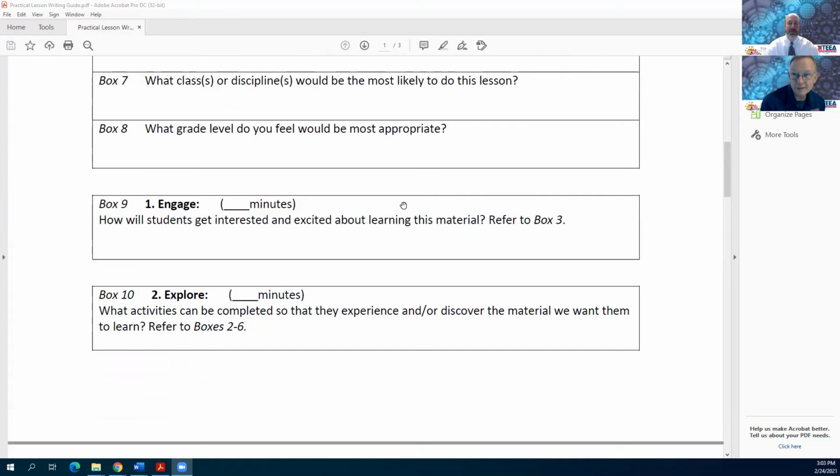Maybe we show them what they can do with it. Maybe we show them what they could weld together. Maybe we show them a video of people using 6013 rods to weld the frame together on a street rod, something that would capture their attention.